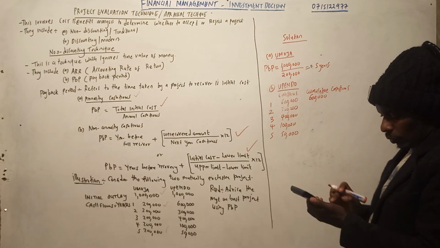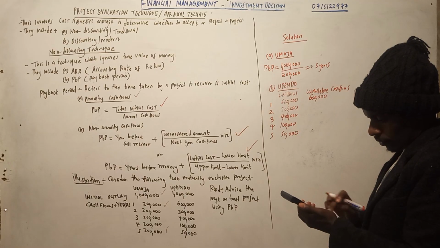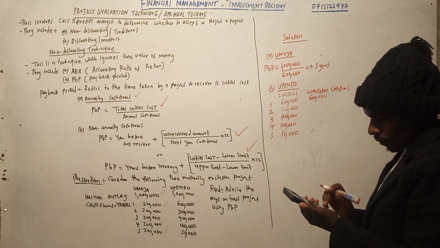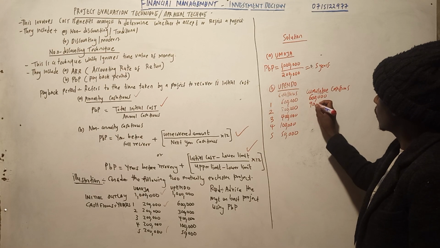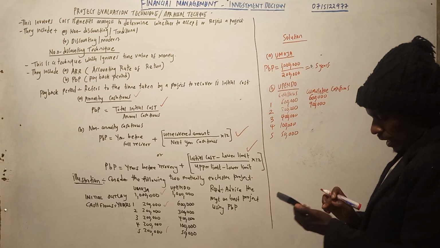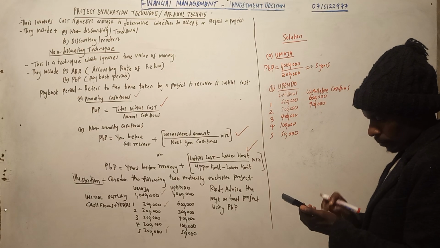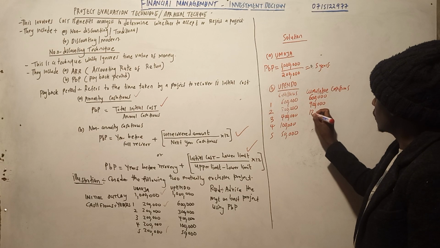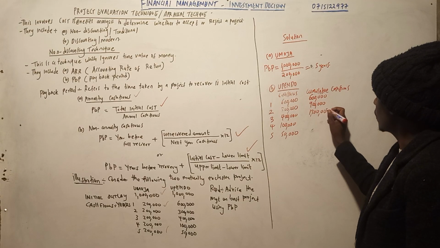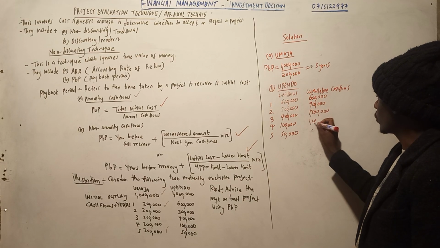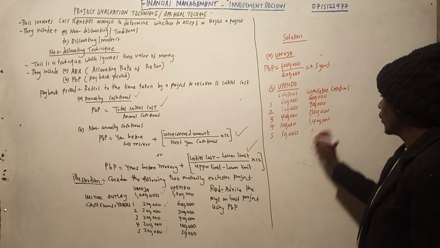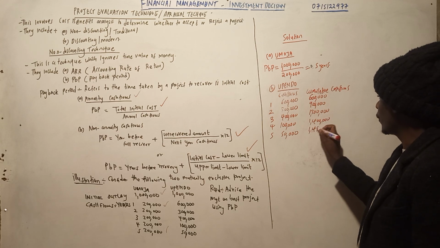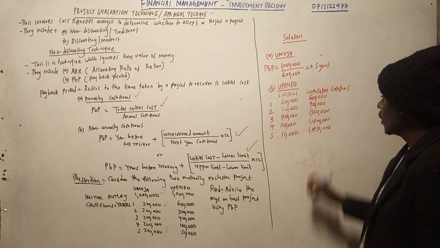We add the second one, so 600,000 plus 300,000, which is 900,000, plus 400,000, which is 1,300,000, plus 100,000 is 1,400,000, then plus 50,000 is 1,450,000.